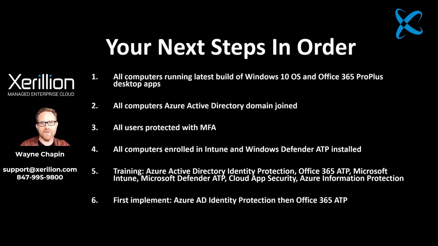So if you're still with me this far into the video, I want to outline what your next steps would be in order as I would rank them. Number 1, all computers would be running the latest build of the Microsoft Windows 10 operating system and Office 365 ProPlus desktop apps as a foundation. Got to get that software updated across all of your computers. Number 2, all computers would be Azure Active Directory domain joined. Number 3, all users would be protected with multi-factor authentication in Azure Active Directory.